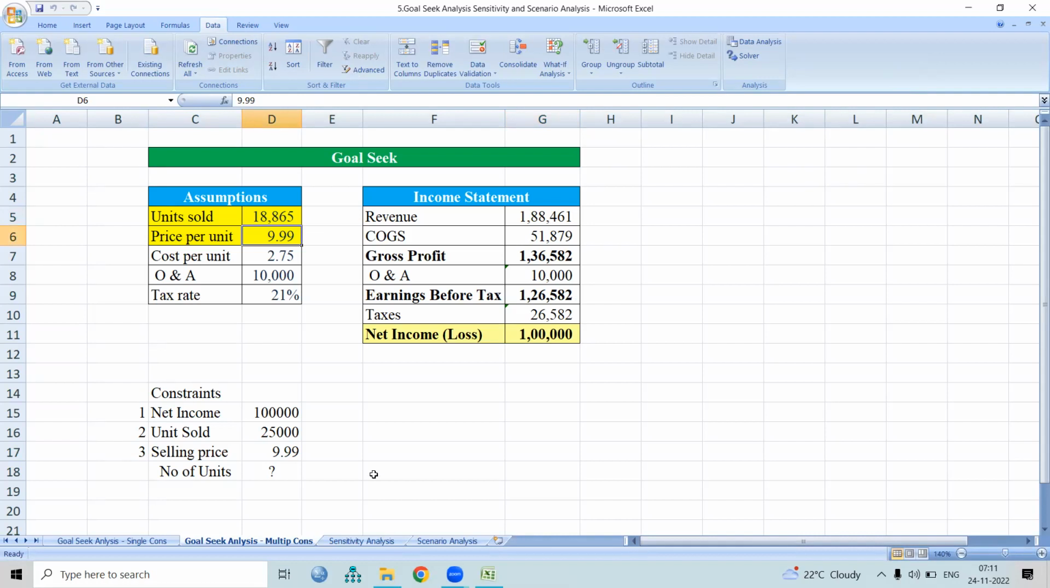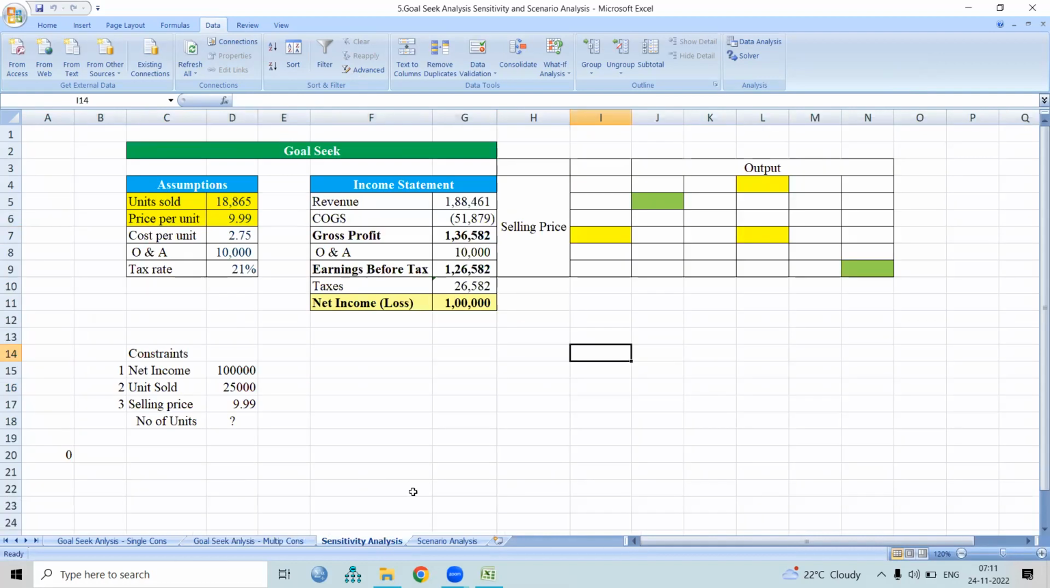Sensitivity analysis. The next case is sensitivity analysis. So we have considered the same example, the goal-seek analysis with multiple constraints. Net income is 1 lakh. The number of units sold should be 18,865. Price per unit should be 9.99. So let's generate the output now. So what is basically sensitivity analysis? It will help us in understanding how profit is sensitive with respect to the number of units sold and also the selling price per unit.